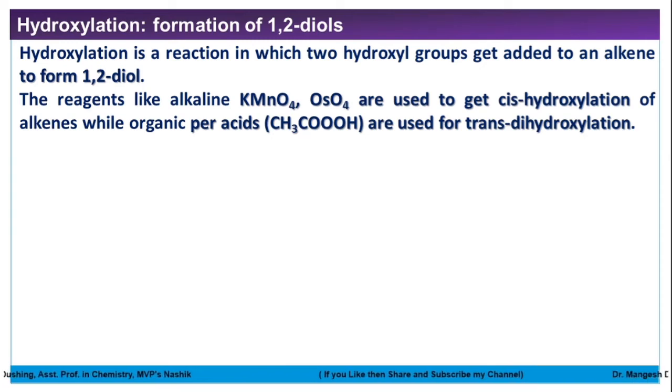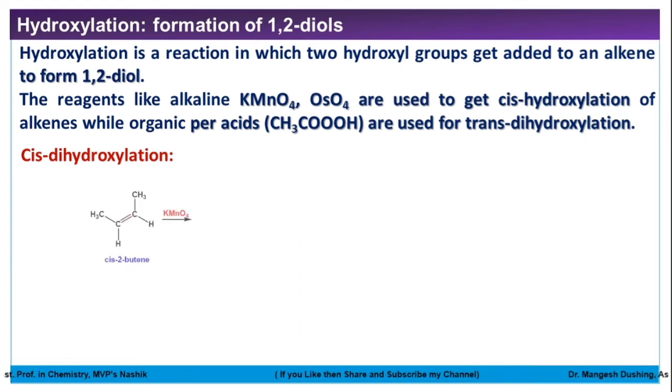Dihydroxylation is of two types, that is cis dihydroxylation and trans dihydroxylation. KMnO4, that is potassium permanganate, and osmium tetroxide are used for the cis hydroxylation, while per acids are used for the trans dihydroxylation. First we'll start with the cis dihydroxylation. Cis means both OH are coming from the same side. That's why this is called cis dihydroxylation or cis hydroxylation.